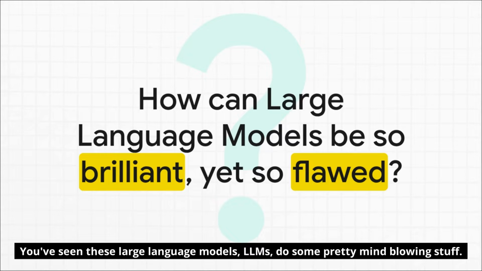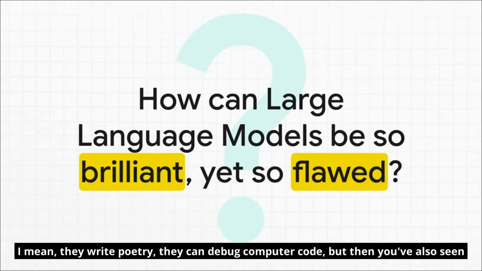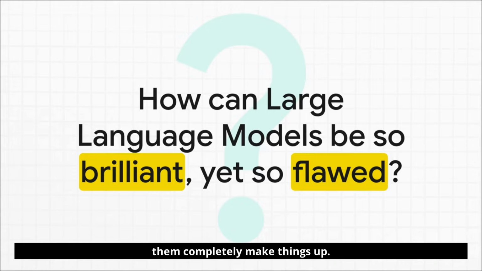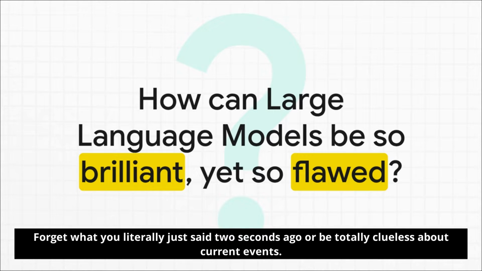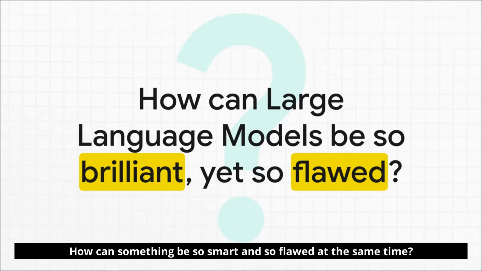You've seen these large language models, LLMs, do some pretty mind-blowing stuff. I mean, they write poetry, they can debug computer code, but then you've also seen them completely make things up, forget what you literally just said 2 seconds ago, or be totally clueless about current events. So what gives? How can something be so smart and so flawed at the same time?